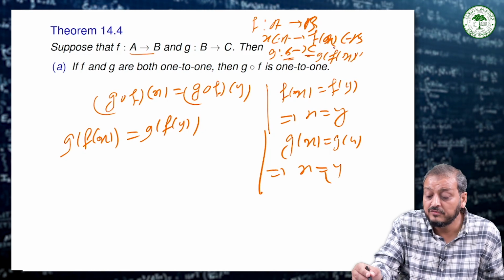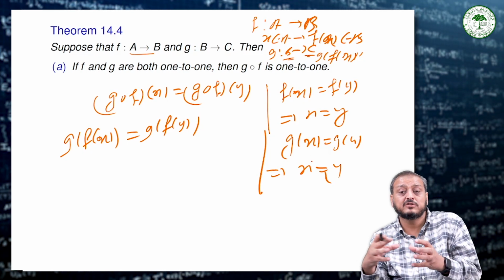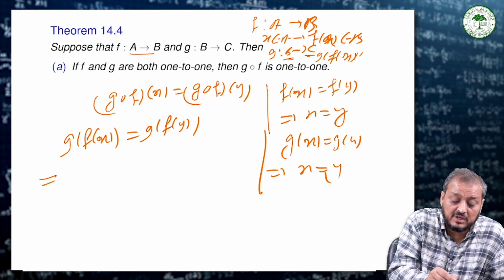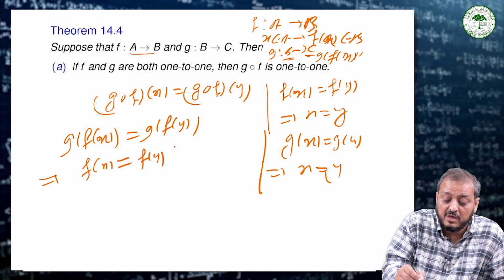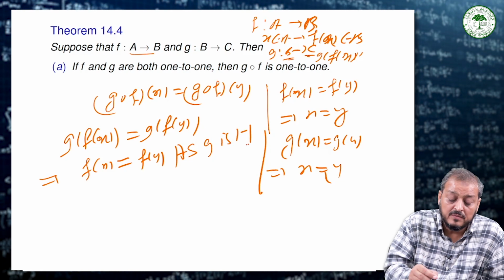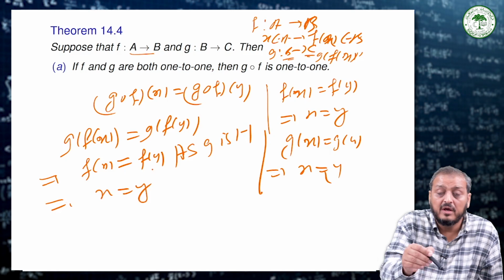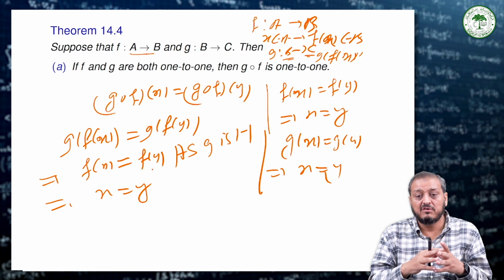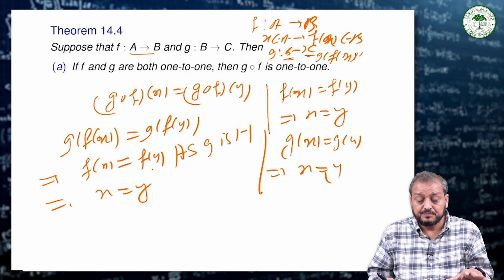Since g is 1-1, g of f of x equal to g of f of y means that f of x is equal to f of y. Now again, f is 1-1, so we can say that x is equal to y. So we simply show that if f and g are both 1-1, then the composition of these two functions is again 1-1.